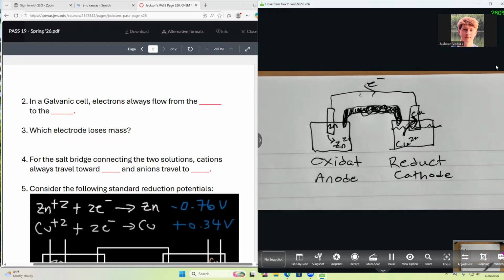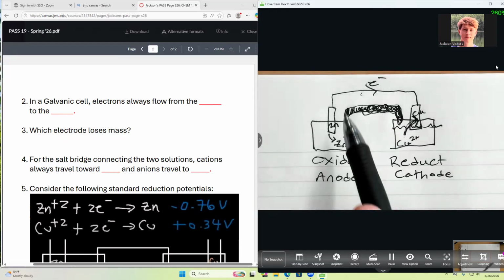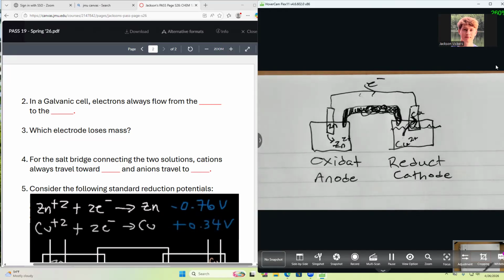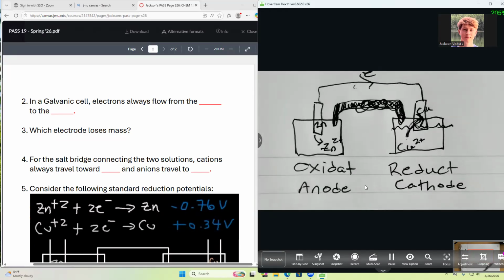Yeah, the cathode solution is getting more negative. Yep. And then the anode solution is getting more positive, right? Because we're dumping these positive ions into the solution. So to keep that balanced, we would need anions to go to that side. Okay.